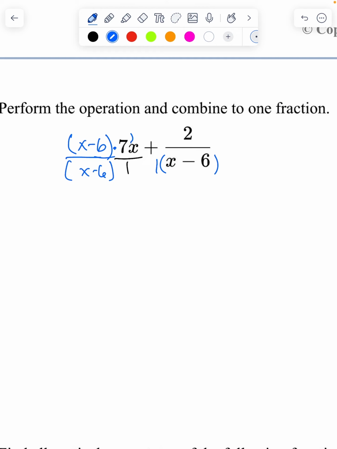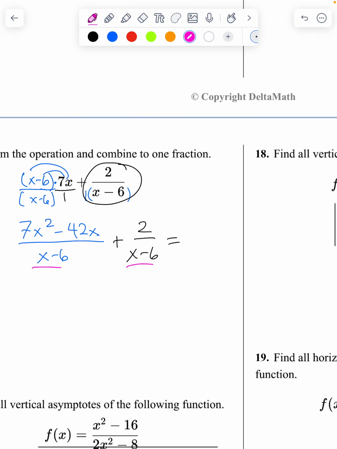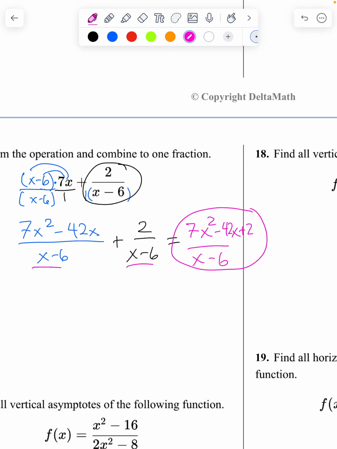So when we do that, this first one, we're going to distribute. So we'll get 7x squared minus 42x. And then this will just be x minus 6. And then the second part, we'll just copy it down. This will be 2 over x minus 6. So now we have a common denominator. We just copy that denominator down. And then I get 7x squared minus 42x plus 2. So that'll be my answer.